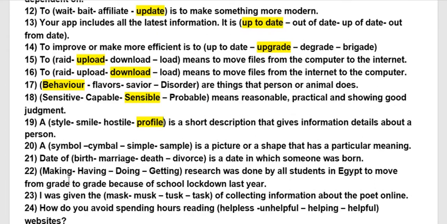We have here symbol. As for symbol, it is a picture or a shape that has a particular meaning. Here, symbol is a musical instrument. Date of birth, marriage, death, divorce: a date on which someone was born. It is a date of birth.